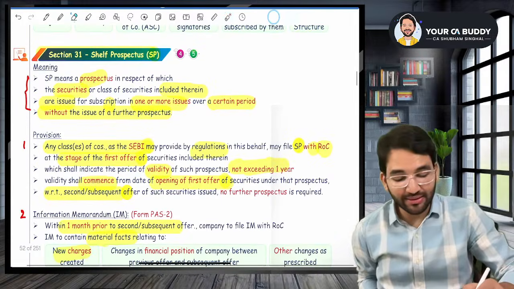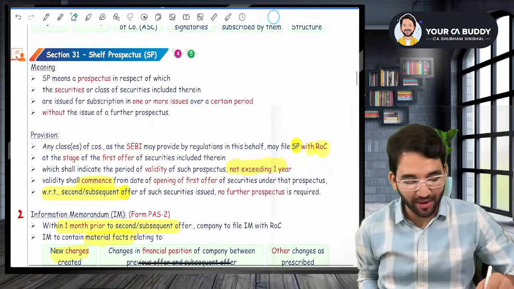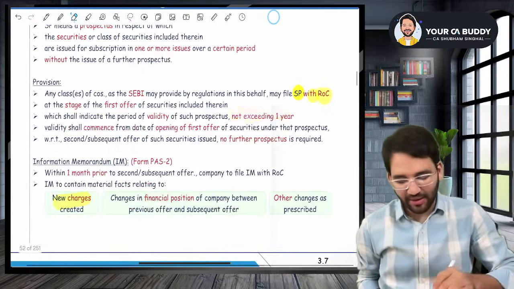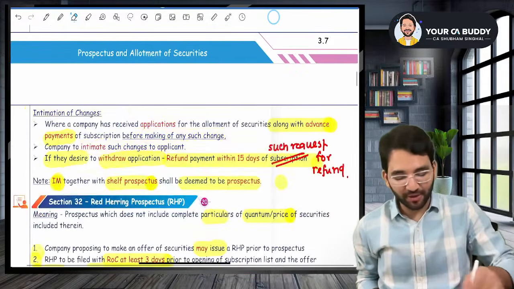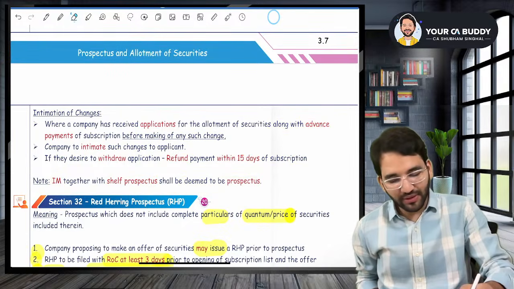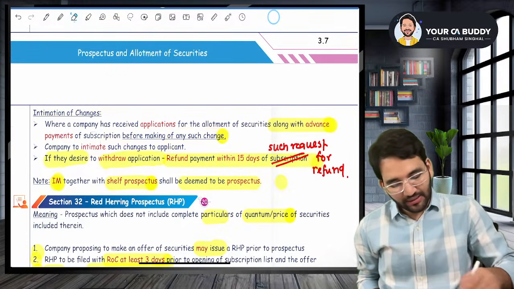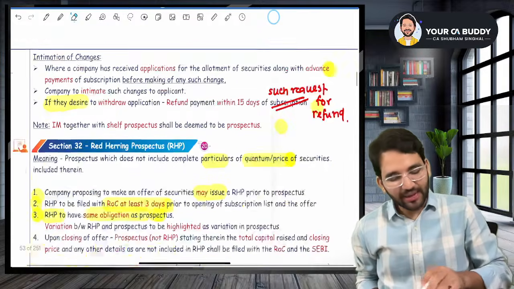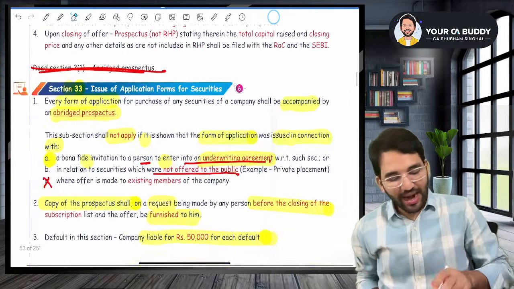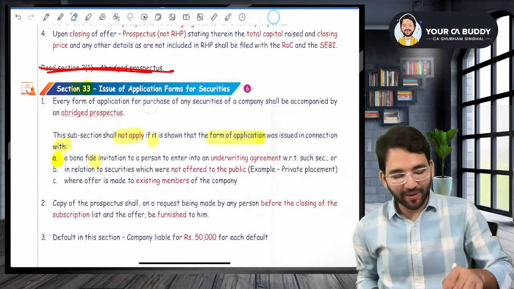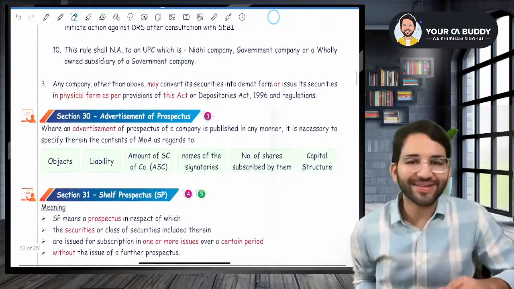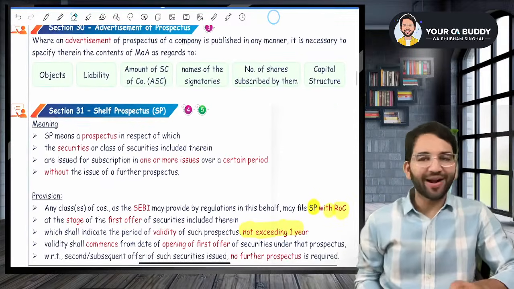After that, let's move to the next 3 sections. The next 3 sections are super important and relatively very easy. They are about the kinds of prospectus. First, we are going to read shelf prospectus, then red herring prospectus, and then abridged prospectus. So listen to me very carefully. Sections 31, 32, 33. I need your 100% attention.